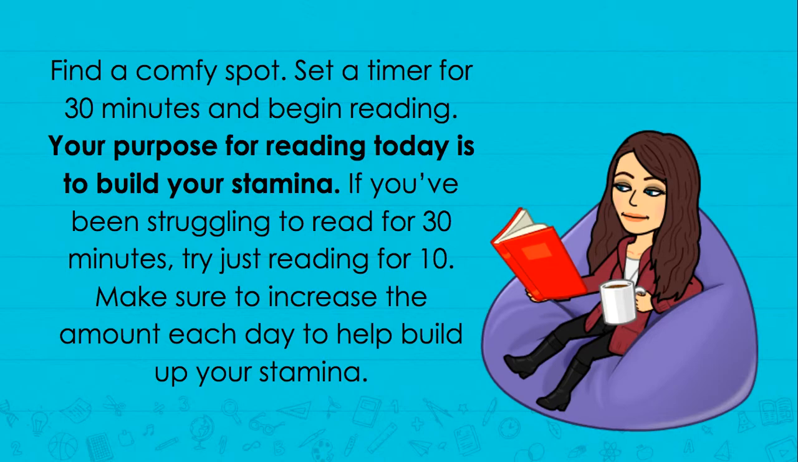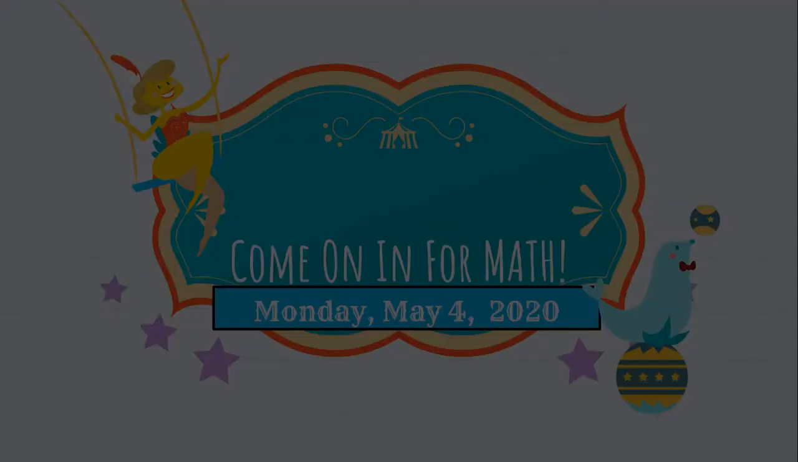But we're going to work on building that back up. So if you've been struggling to read for 30 minutes, just try reading for 10 minutes, and increase the amount each day. So maybe today you read for 10 solid minutes without getting distracted. Then maybe tomorrow you want to try reading for 11 minutes. So just make sure that you try and challenge yourself to read a little bit longer every day.